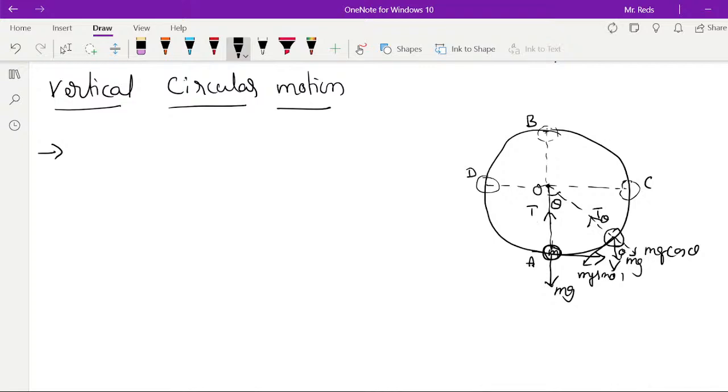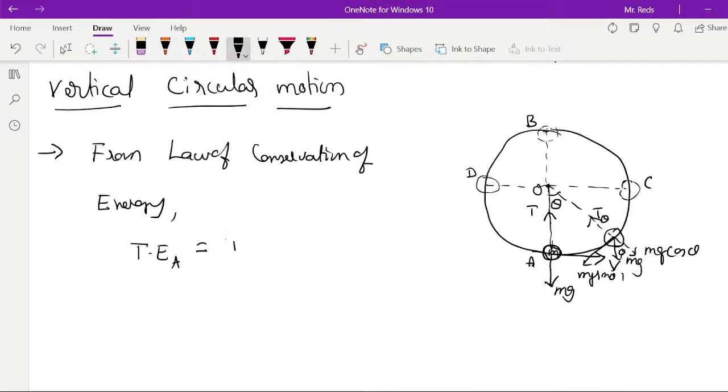Now, by applying the law of conservation of energy, the total energy at A is equal to the total energy at some arbitrary point P. Total energy is nothing but potential energy plus kinetic energy, which you have already discussed. So if you take this as a reference line, potential energy at A plus kinetic energy at A is equal to potential energy at P plus kinetic energy at P.